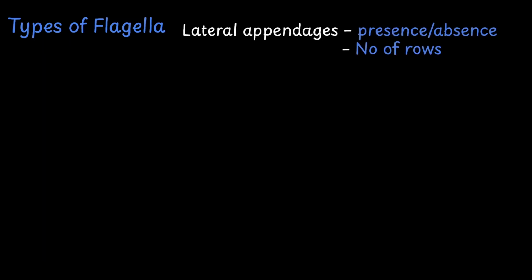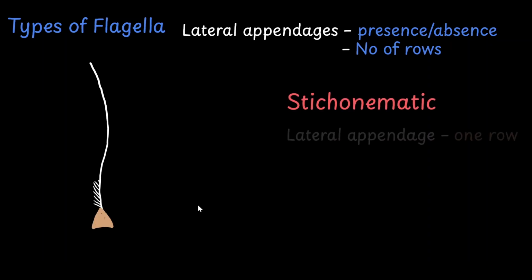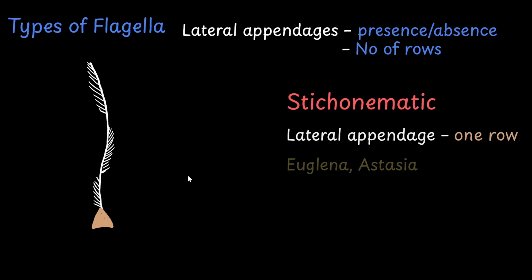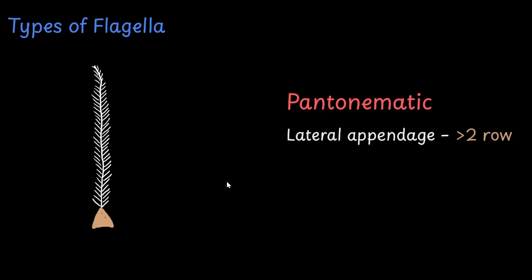Now, there are different types of flagella present and they vary based upon the presence or absence of lateral appendages as well as the number of rows present. The first one is stichonematic, which looks like this. It has one row of lateral appendages. It is seen in Euglena and Astasia. The second type is called pantonematic. Here there are two rows of lateral appendages and it is seen in Peranema and Monas.